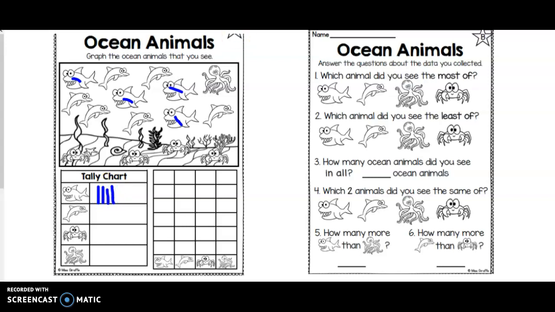Then I'd go ahead and maybe choose a different color for dolphins. And I'd color all the dolphins, then tally them. Same with crabs, tally them. And then octopus, tally them. Then go ahead and take this information and move it over into a bar graph. And then flip your paper over and answer the questions just like we did in the other worksheet about pond animals. So I did one with you.